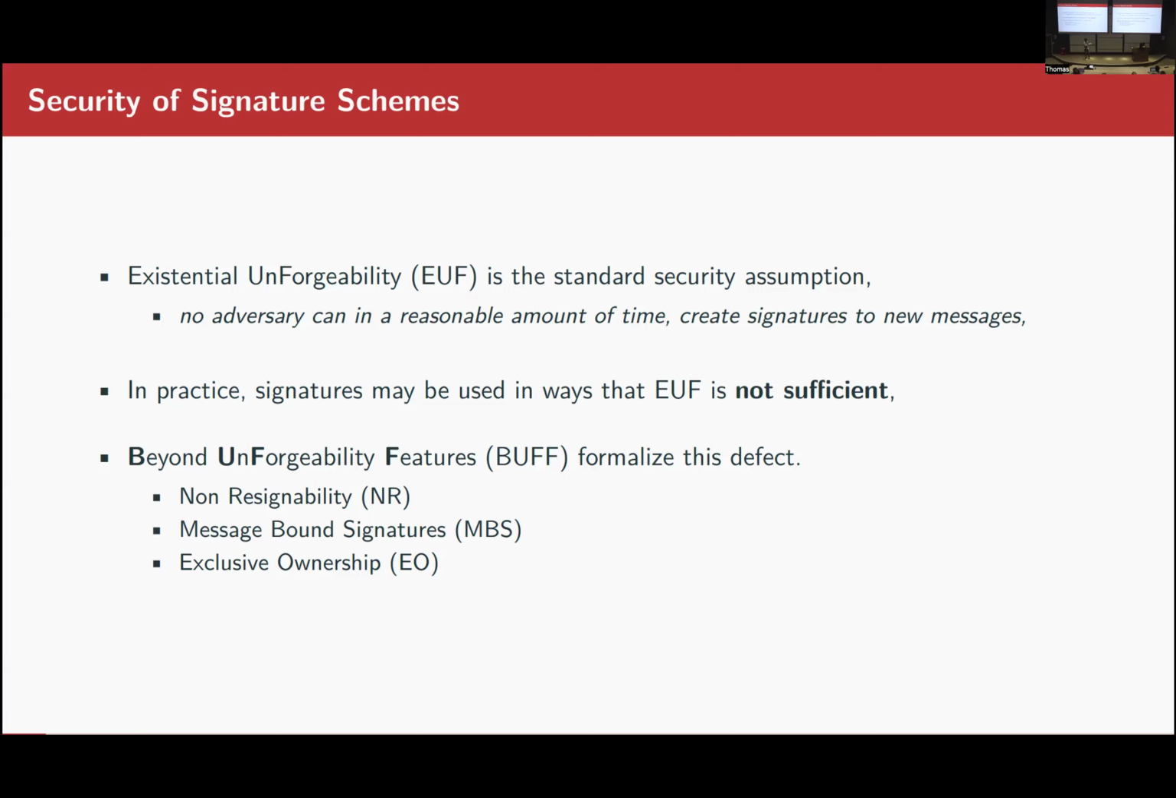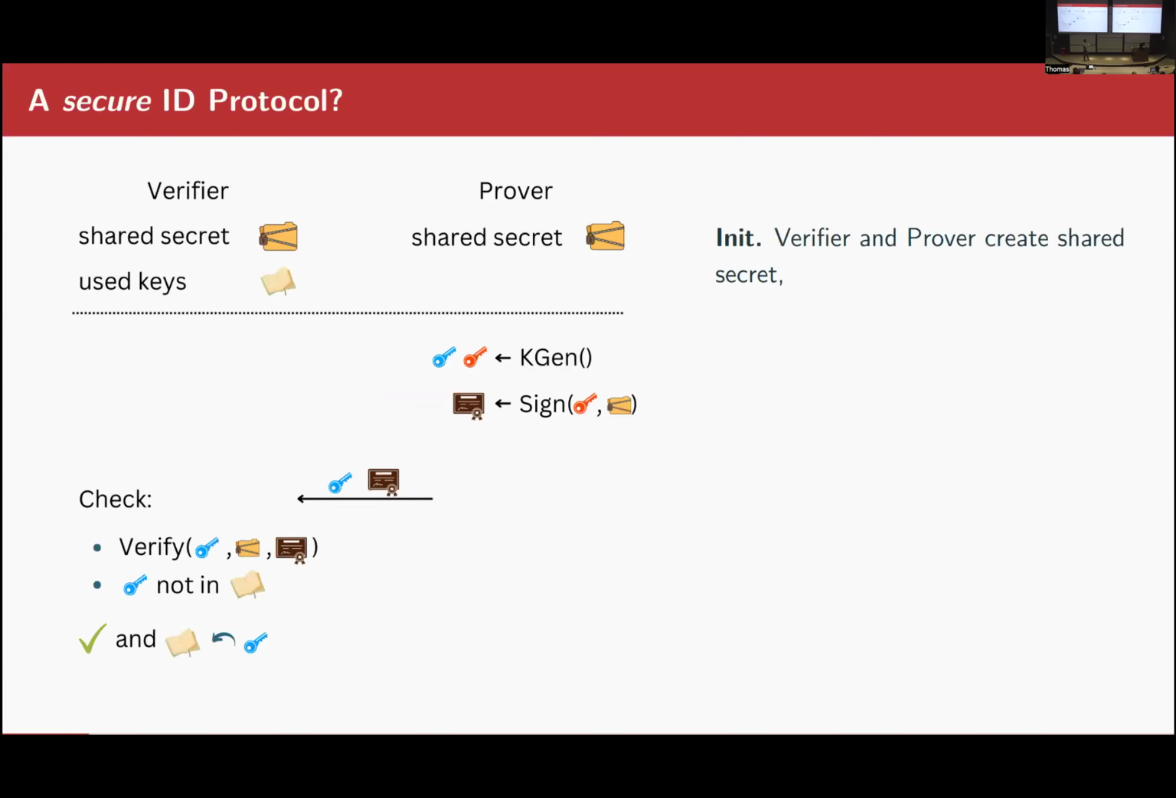Before I introduce those, I want to give an example of how you can create a protocol which uses signatures, but where security does not depend on unforgeability. This is an identification protocol I made up. I'm not aware if it is used somewhere, if this idea already exists. Let me briefly explain it.